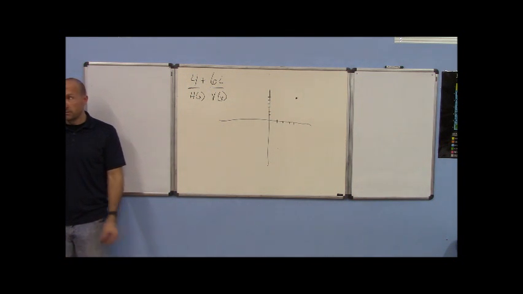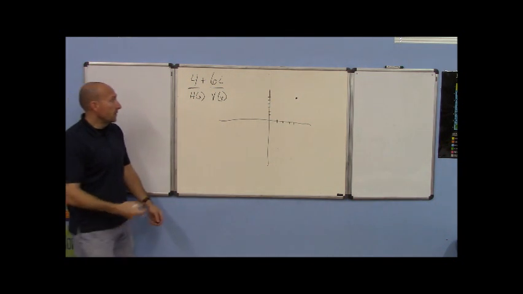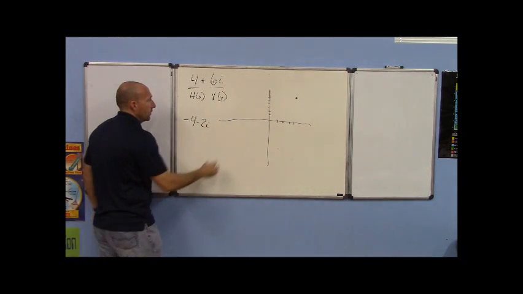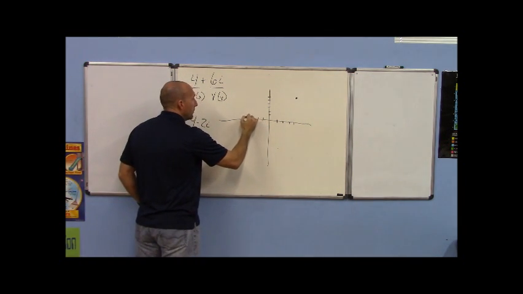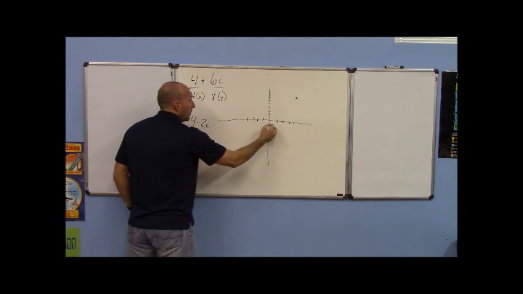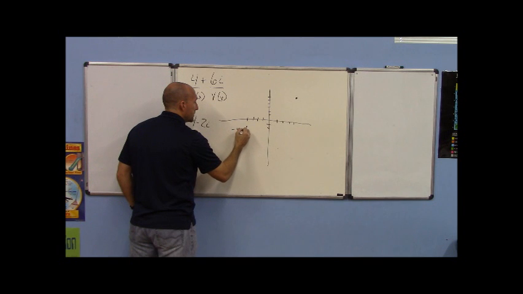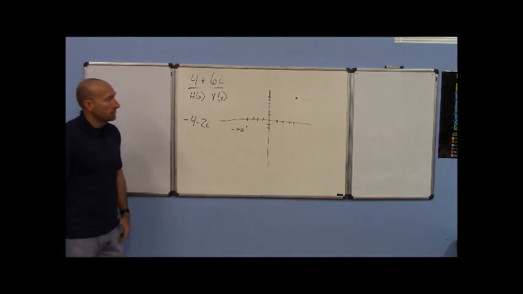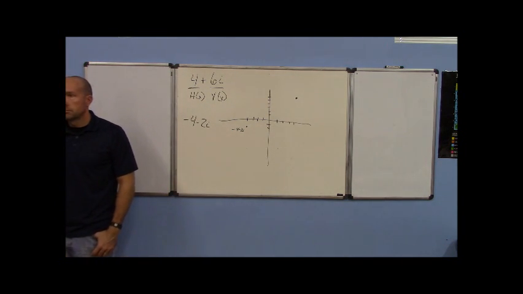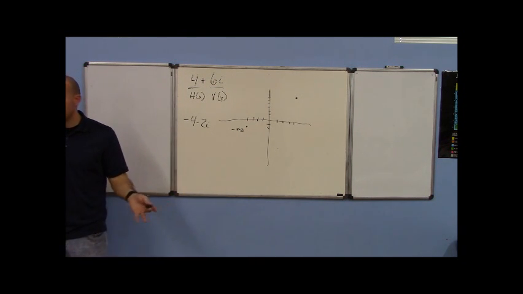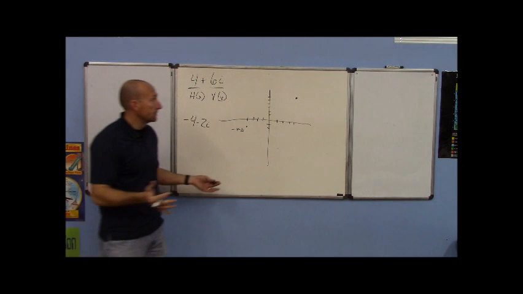That's really easy, right? If this were minus 4 and minus 2i, well then it would be 1, 2, 3, 4, and then 1, 2, it would be down here. This is minus 4, minus 2i. Easy enough? So you can plot the mess out of those. That's really simple, and that's all there is to that.